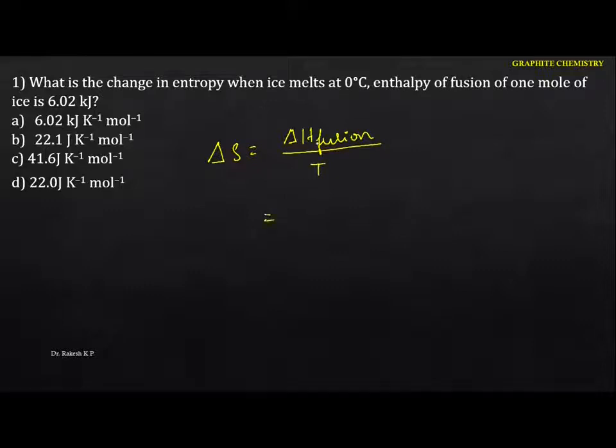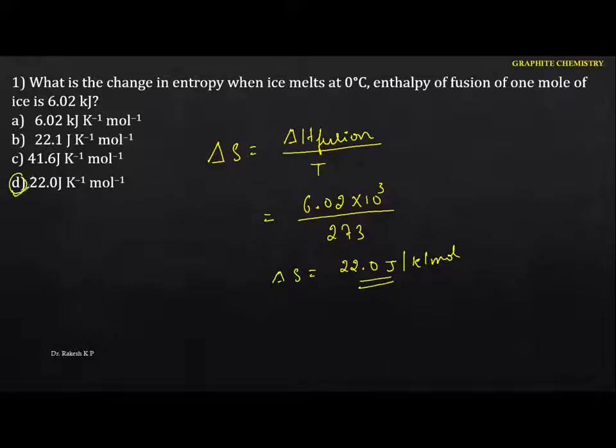Here they have given the delta H of fusion for 1 mole of ice, that means 6.02 kilojoule. I am going to convert it into joule, that is multiplied by 10 to the power of 3. Temperature 0 degree Celsius means we have 273 Kelvin. Hence the entropy change, delta S, becomes 22.0 joule per Kelvin per mole. This is the value you are going to get. Hence in this case the option is D. Okay, next one.